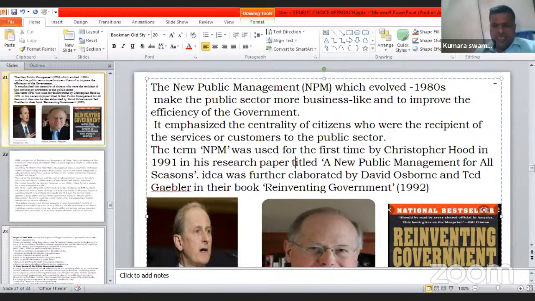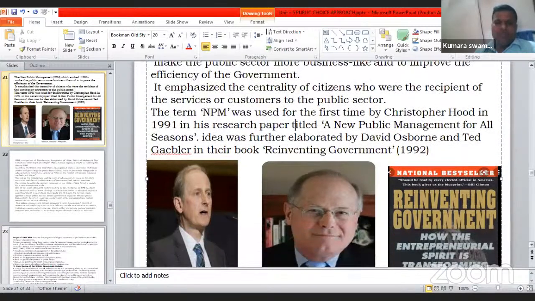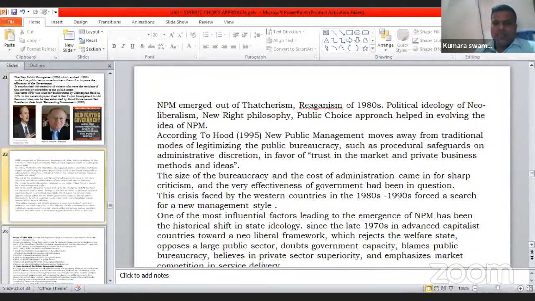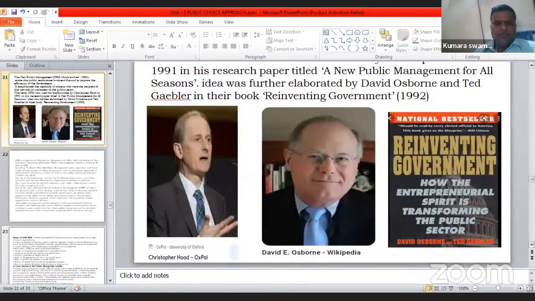And you can see their images also. These thinkers are, first, Christopher Hood, who used the term first in 1991, and the second person is David Osborne.